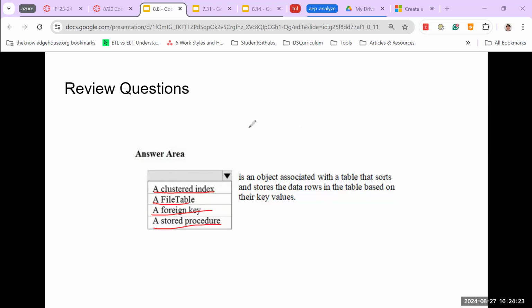I'll give you all a hint. We're looking for a specific database object that makes data access faster in a relational database. And with that hint, you hopefully chose a clustered index. So keep that in mind. When you create a clustered index, you are associating it with a table, and it basically allows efficient querying and storing of rows in a table based on key values.